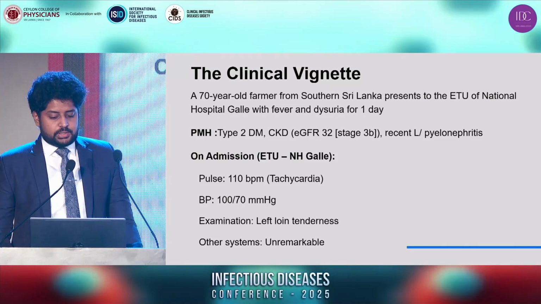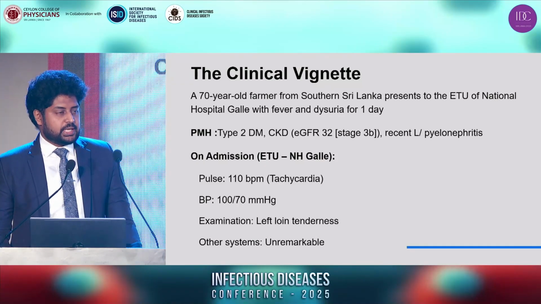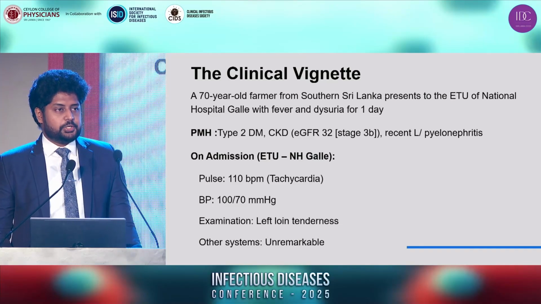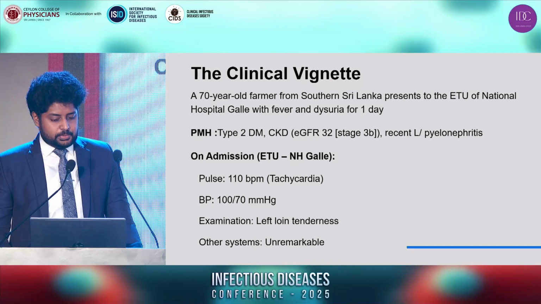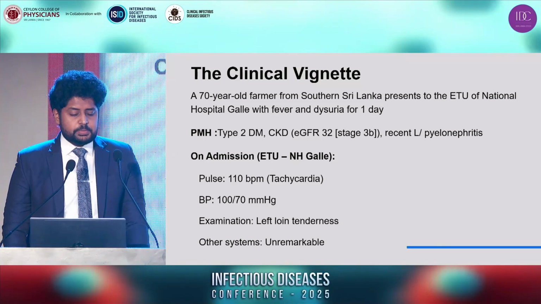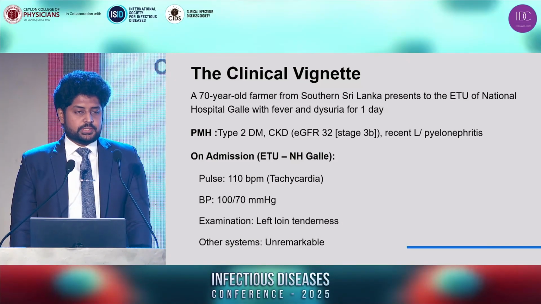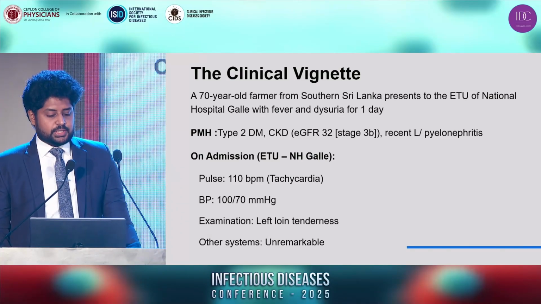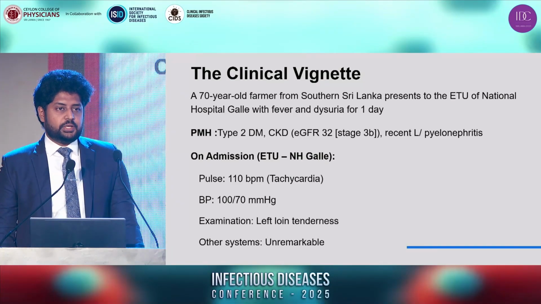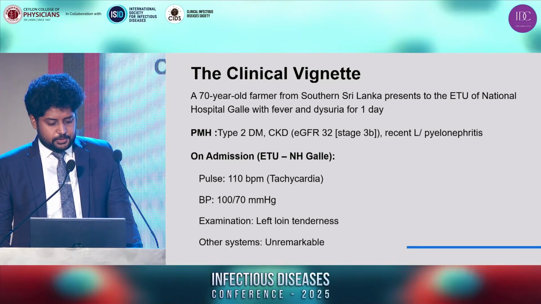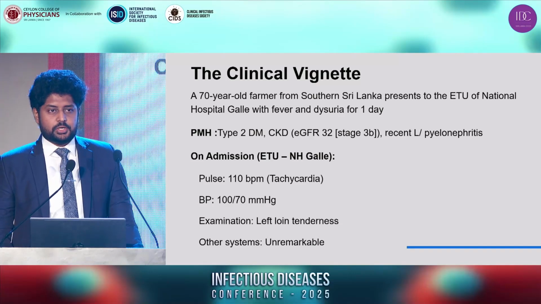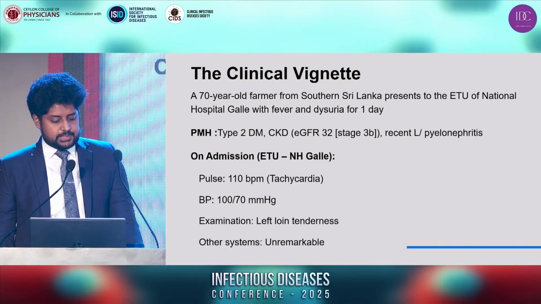Another important history is that he has had recent left-sided pyelonephritis, which I will explain in another slide, and that happened over 3 months back. So on admission to the ETU, he was tachycardic. He was triaged as a category 3 patient based on the pulse rate of 110 when he was afebrile, and blood pressure also on the lower side, at 100/70.